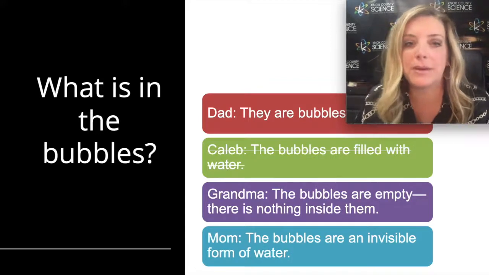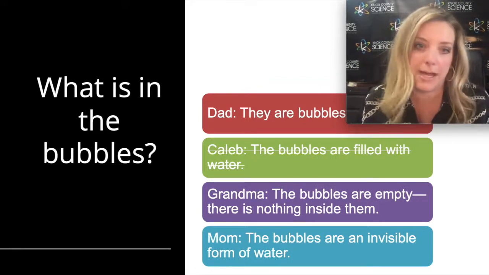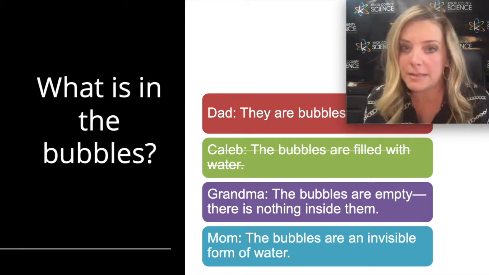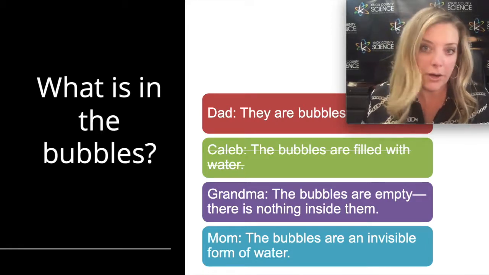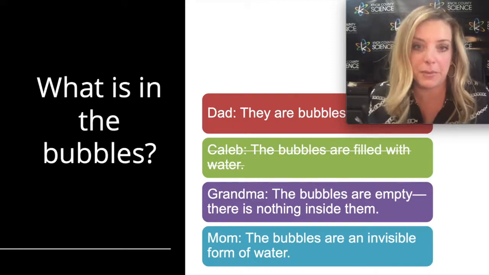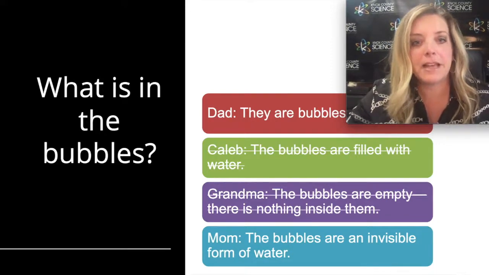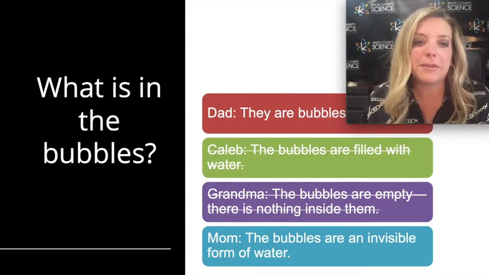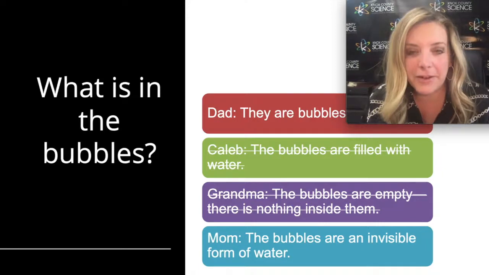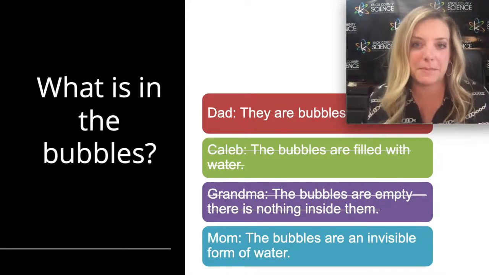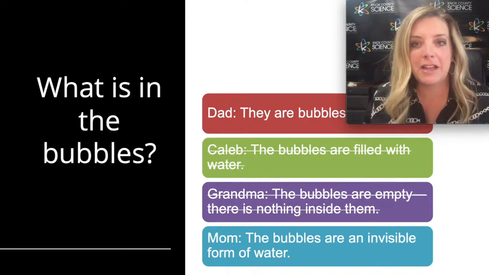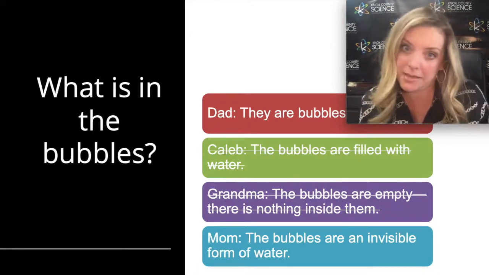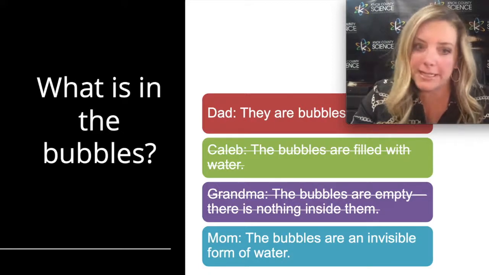So here's who we know is not right. Caleb is not right. The bubbles are filled with water is what he said, and that's not the case. The bubbles wouldn't be there if it was all water. It would all just be water. There wouldn't be any bubbles. The next one is Grandma. She's not right either. Grandma said the bubbles are empty and there's nothing inside of them. We know that matter takes up space, and so something is taking up space in there. We just don't know what it is yet. And so that one's not correct either.